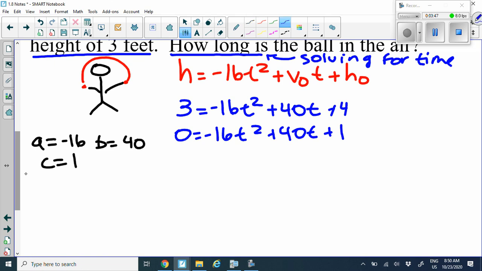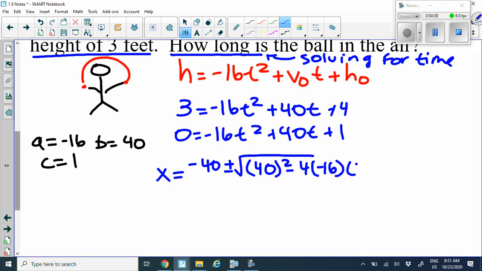Now let's use the quadratic formula. So we have x equals the opposite of b, so that's negative 40, plus or minus the square root of 40 squared minus 4 times a, which is negative 16, times our c value, all over 2 times a.